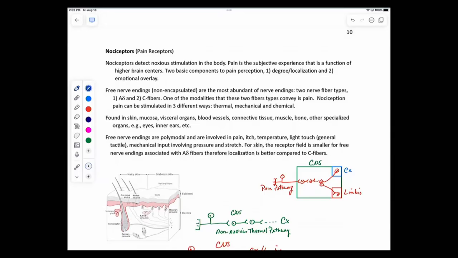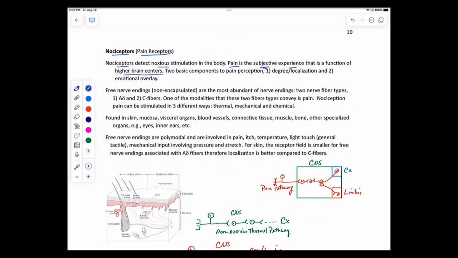I want to spend some time talking about nociceptors or pain receptors. Nociceptors detect noxious stimulation in the body. And when they detect the noxious stimulation in the body, the person or the animal is going to be experiencing pain. Now, it's important to note that pain is a subjective experience that's a function of the higher brain centers.